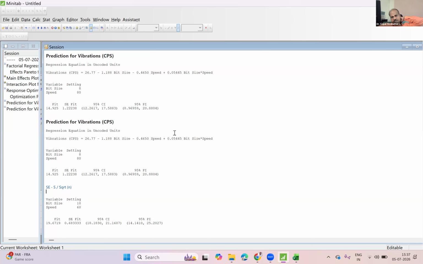The other advantage of DOE is, you see here, you have an equation. Can you see, all of you? This is called regression equation. The regression equation can be used for prediction purposes, and that predictive power is very high, and the predicted vibrations are indicated in the form of confidence interval and prediction interval. Clear, all of you?